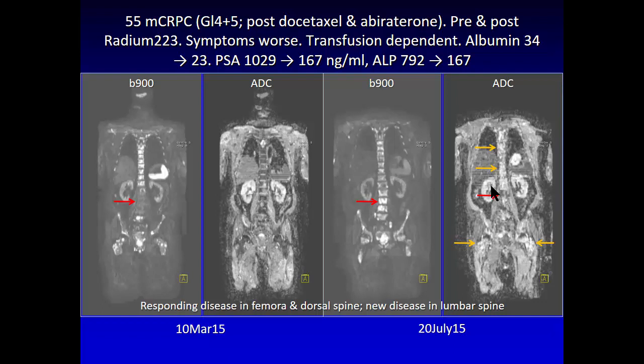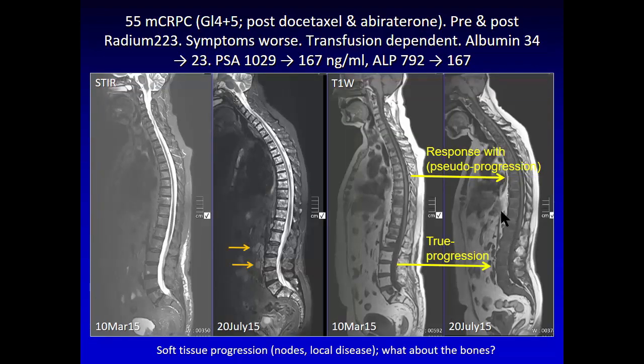Lumbar spine, progression. Dorsal spine, let's have a look here. Look, signal intensity goes down, ADC goes up, response. So both are going on. In the dorsal spine, the ADC has gone up, i.e., a response. In the lumbar spine, there's increased high B value signal intensity, and that's causing a reduction in the ADC value. So this is pseudo-progression, and this is true progression. So in fact, both the oncologist and you were correct.